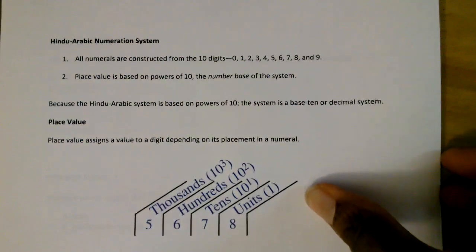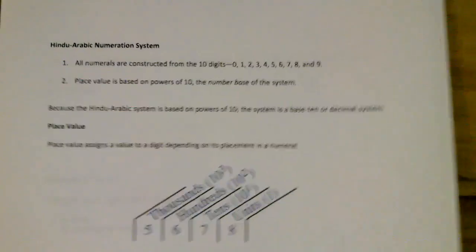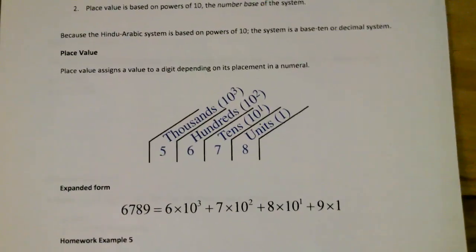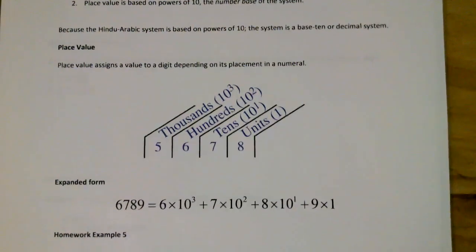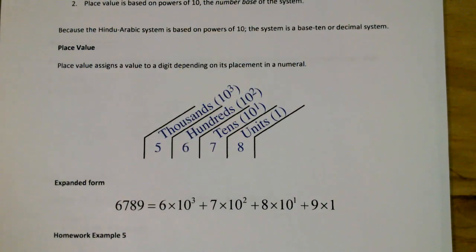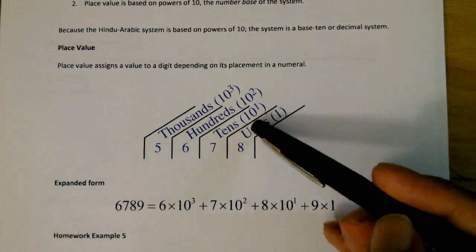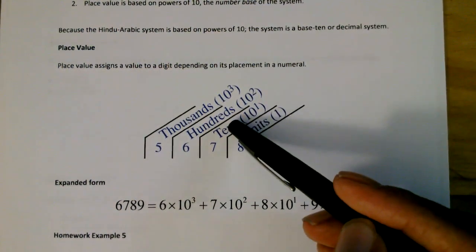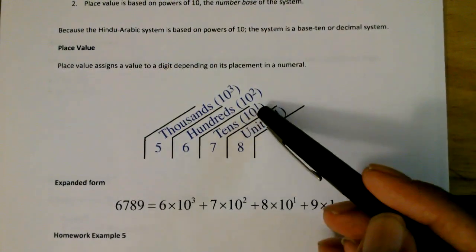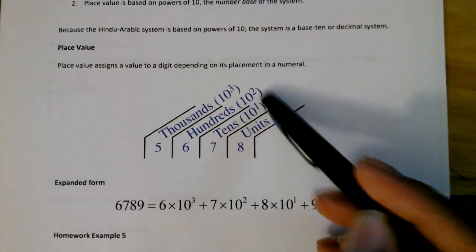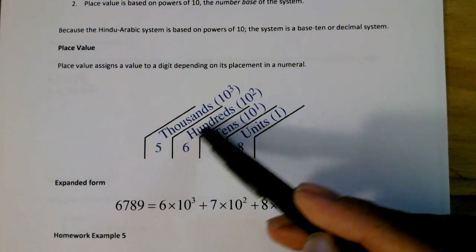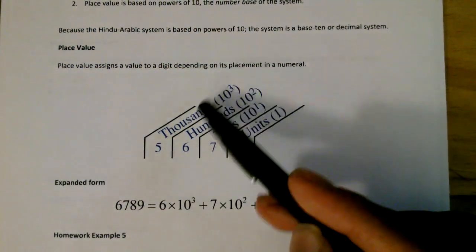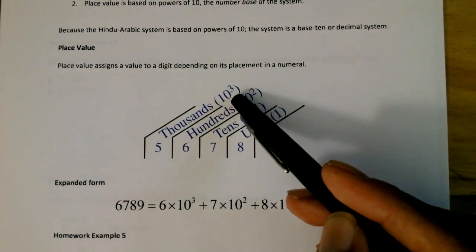And now we'll look at place value. What place value does is assign a value to a digit depending upon its placement in a numeral. So here we start with the units place, or the ones place, then the place value position in front of that would be the tens place, or 10 to the 1. The hundreds place would be in front of that, that's 10 to the 2nd. The thousands place would be 10 to the 3rd.